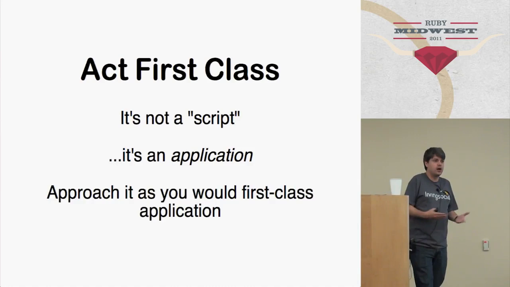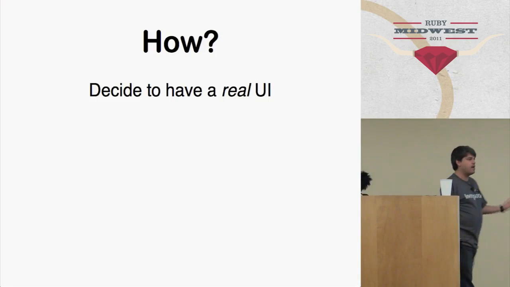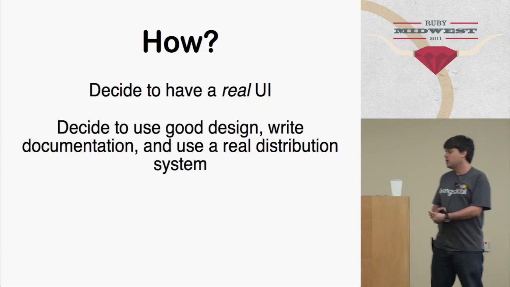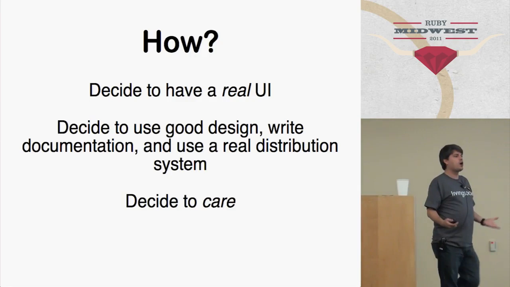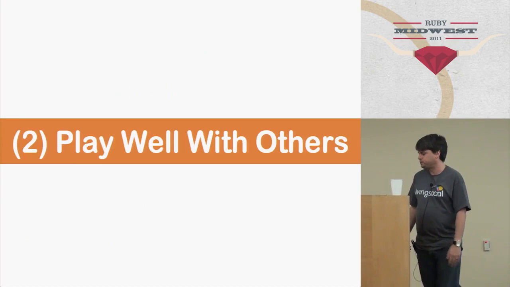So how do you do that, right? Like I said, it's not some gem. It's a series of decisions you make before you start. You decide it's going to have a real user interface. You decide you're going to use some good design, and you're going to write a little bit of documentation, and you're going to distribute it through some real distribution system. And all this stuff is really easy. You're deciding to care about this application the same as you would your real application. And of course, if you decide this ahead of time, that's the best time to decide these things, and it's actually not that hard to do it.